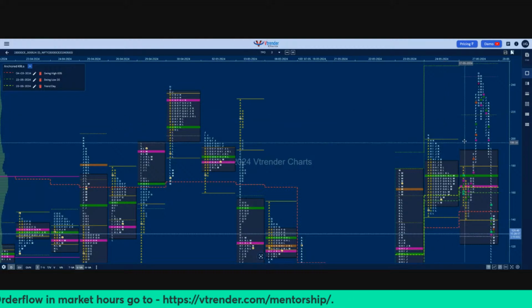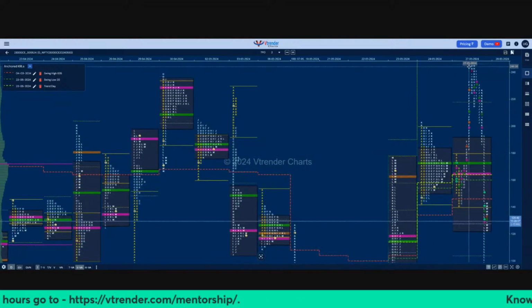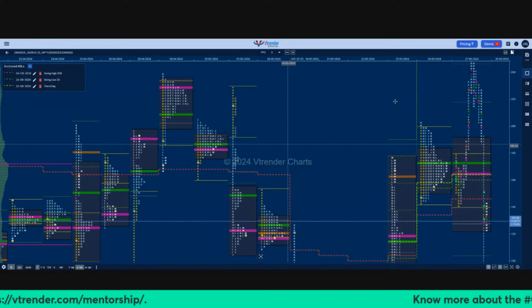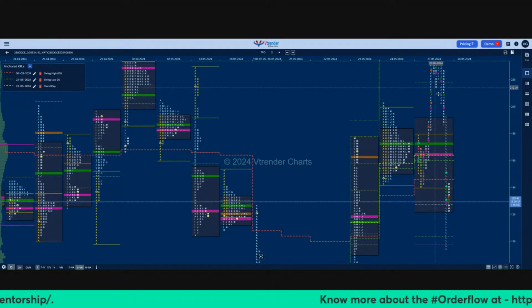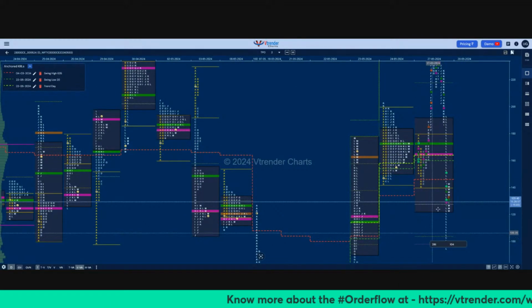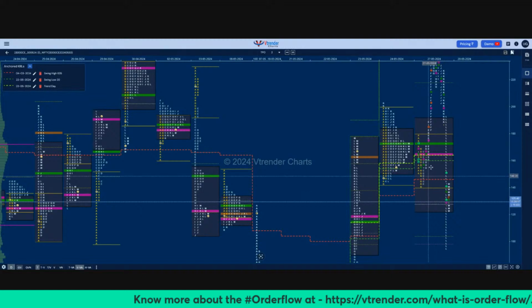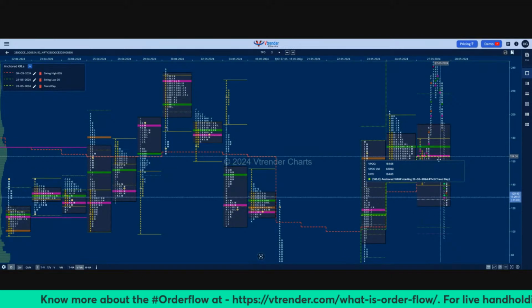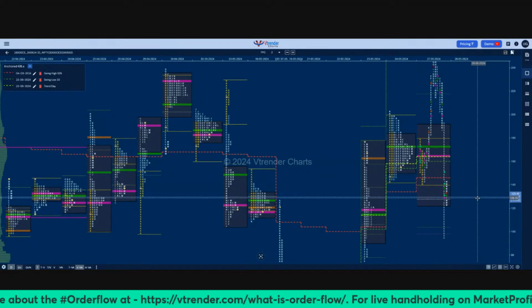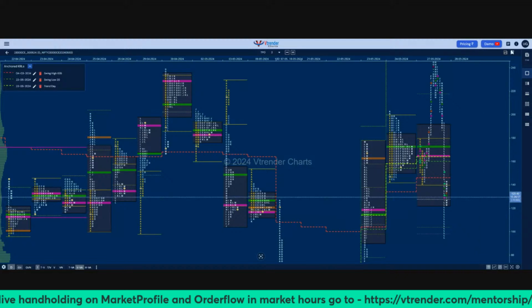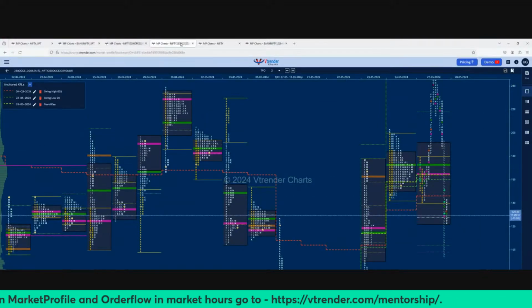So what we did here again is, after we got rejected at the 240, we went on to retrace the entire move, and we have made these new lows. So again, for tomorrow, these VWAPs would be reference, but only when we are staying above this VWAP. If we are below this VWAP, there is no case for a long trade in this particular call.